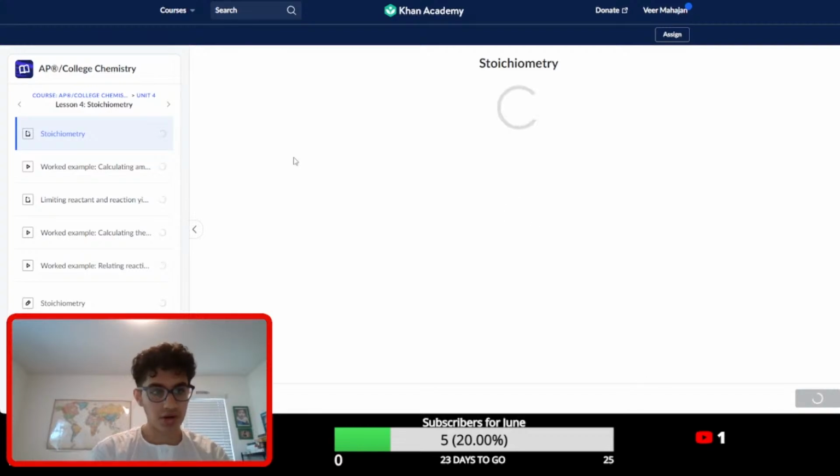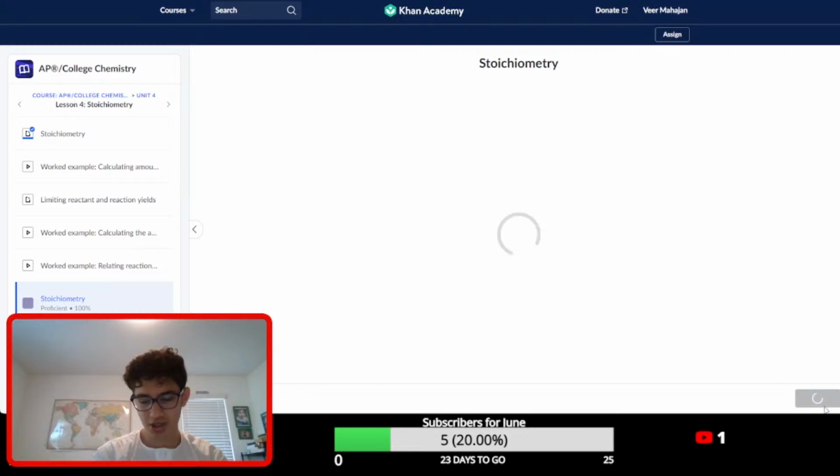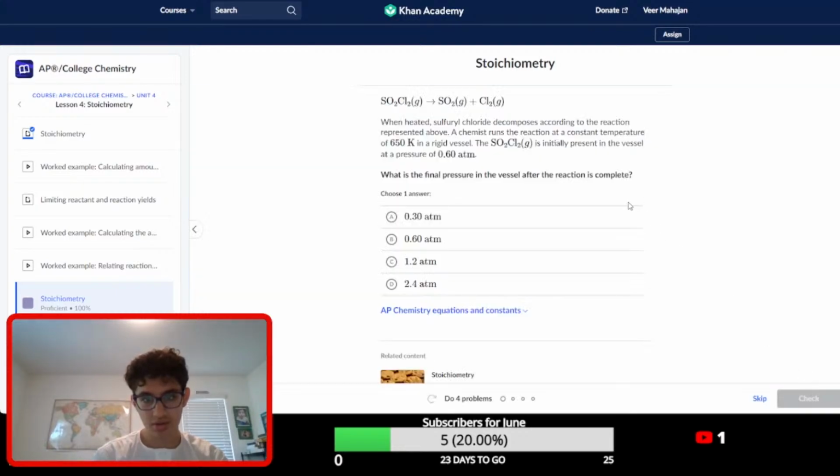Okay, lesson 4. Now this is... oh, I think this one requires actual calculation. So, okay, wait, I don't really know this, but we're going to try it anyway. So when heated, it decomposes according to the reaction represented above. Is initially, okay, so it should be 1.2 because there's 1 mole here, and now here there's 1 mole of SO2 and 1 mole of Cl2, so that's 2 moles, so you just multiply it by 2.